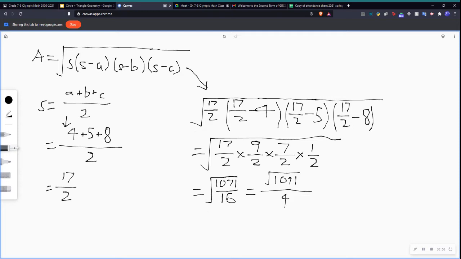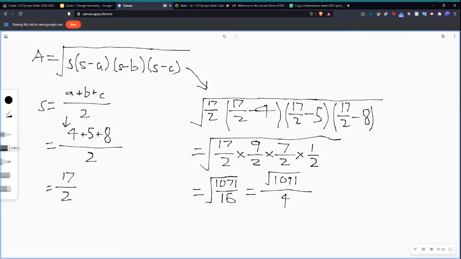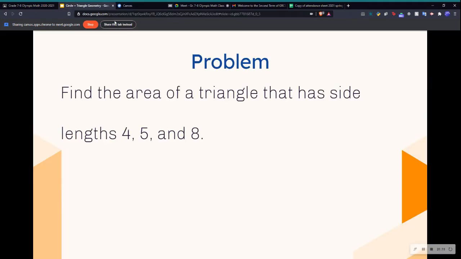Any questions about this? All right. Hopefully that was a very straightforward question. You're just substituting in these values, 4, 5, and 8 into the equation.